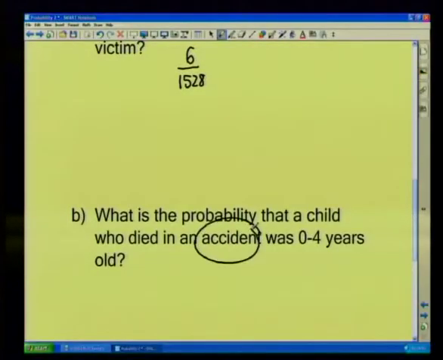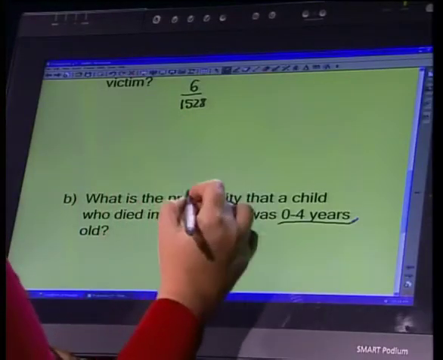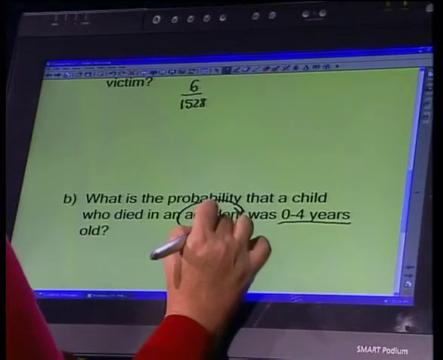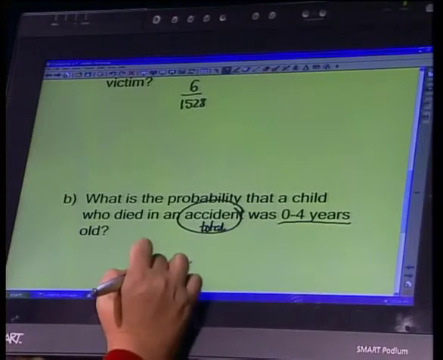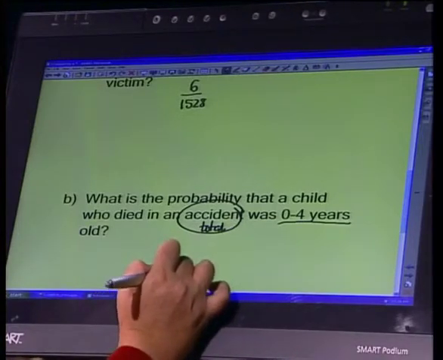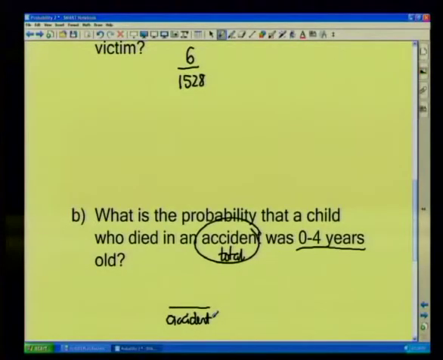Okay, let's have a look at the next one. What's the probability that a child who died in an accident was between 0 and 4 years old? Now, just be careful now. They're not saying a child chosen at random. They're saying a child that was killed in an accident. Okay, so this is your total. The people that were killed in accidents. That needs to be your denominator. So the people at the accidents at the bottom. Okay, and the number of children in accidents between the age of 0 and 4 at the top.